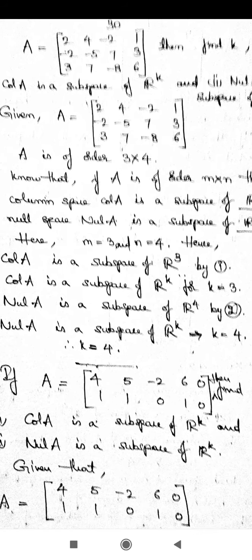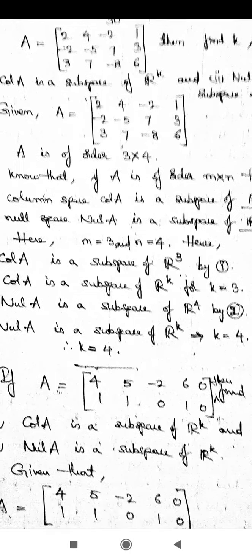Now applying the above note point, that means the above mentioned point, we can give the answers for the first and second bits. In the first bit, Col A is a subspace of R3, because Col A is a subspace of Rm, and here by equation 1 Col A is a subspace of Rm, and here we have the value of m as 3. Therefore we can say that Col A is a subspace of R3 by the above equation 1.